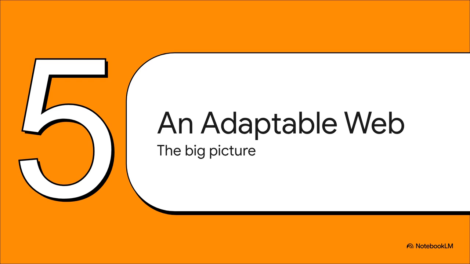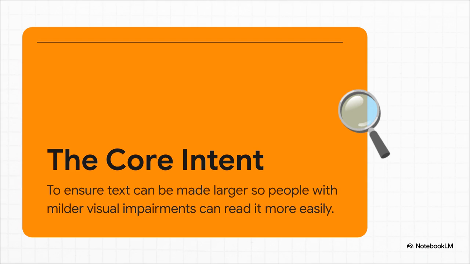What does all this mean for how we should be thinking about building for the web today? It all comes back to this one simple human-centered idea. We're not just trying to check a box on a compliance sheet. We are making a deliberate choice to make sure our words can be read by people who just need things a little bit bigger. It's really about the fundamentals of readability.